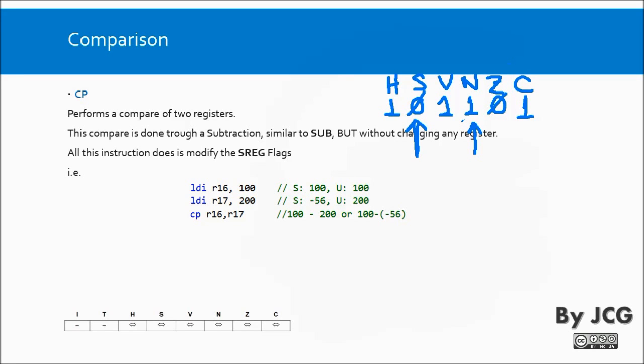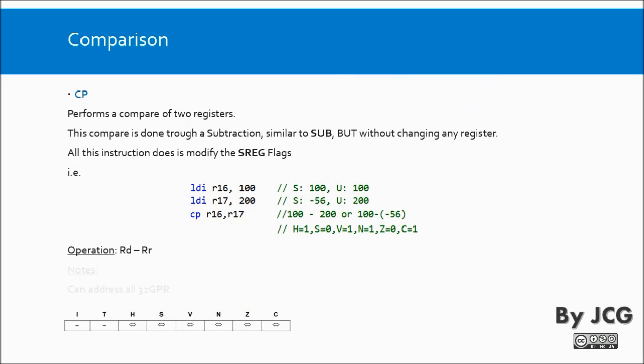And this flag is telling me the result is actually positive. It's basically a decision of what those numbers actually mean for your program. The operation is very simple. It's a subtraction. Again, remember, this does not modify register 16. And this instruction can address all 32 general purpose registers.